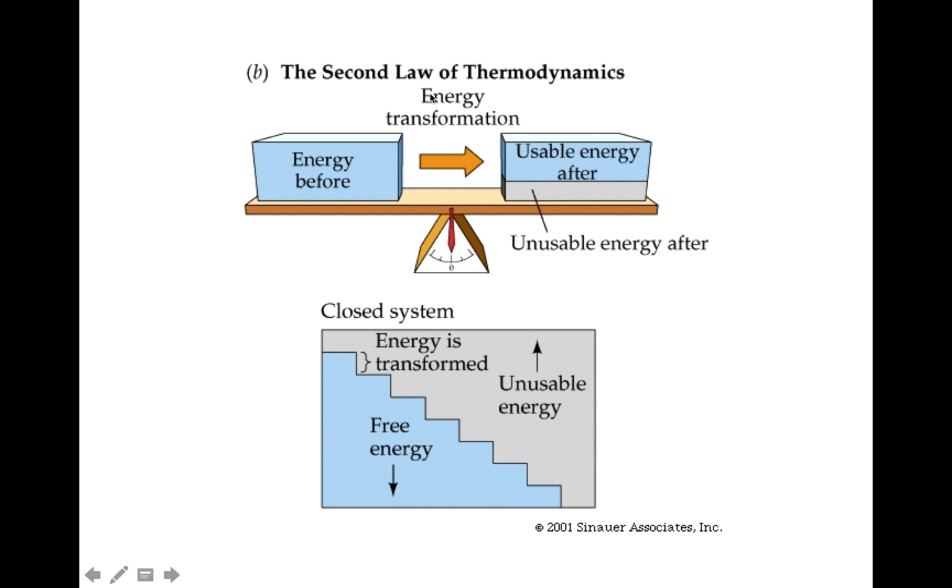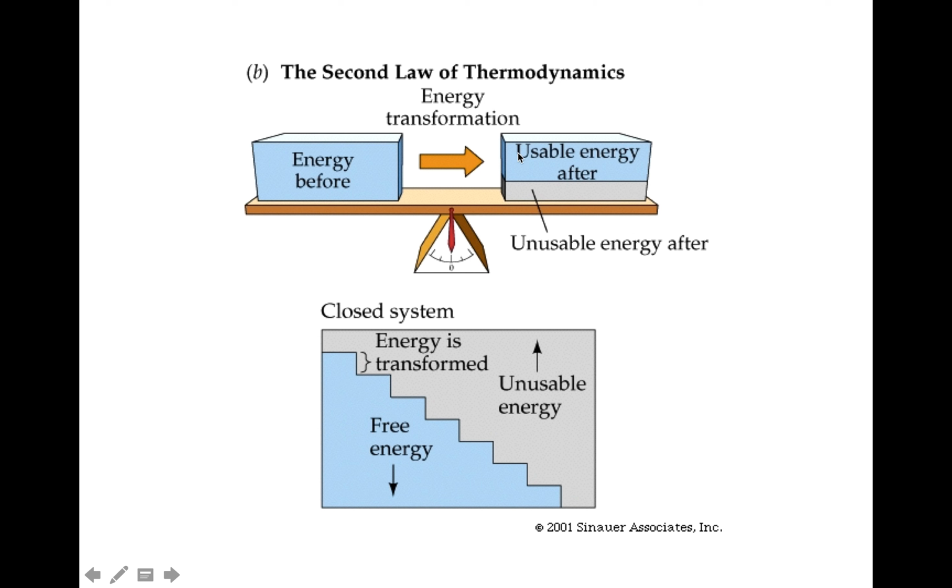Here's a diagram showing the second law of thermodynamics. Here's our energy before, and now we have heat. So we can't use it. This is the unusable energy after it's been transferred to a different form, and this is all we have left that we can use.